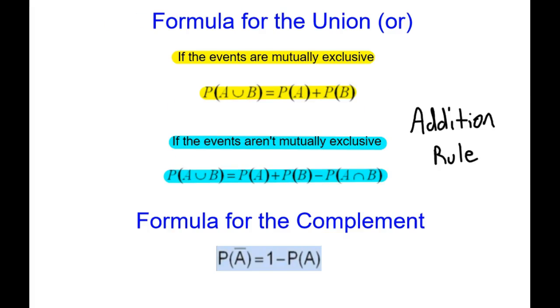Before we move on, there's one thing I forgot to mention when referring to the union of two events. When using these formulas, sometimes this is referred to as the addition rule because in the formula, we're adding the probabilities for event A and B together.